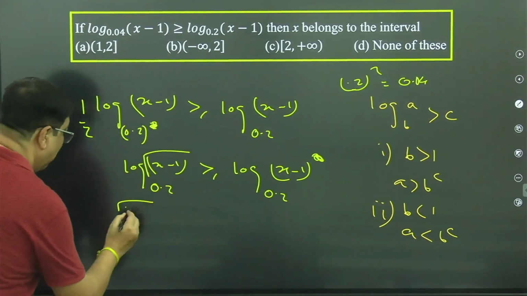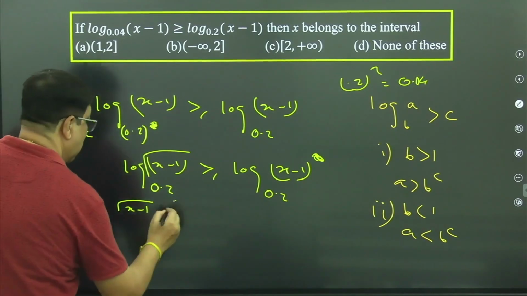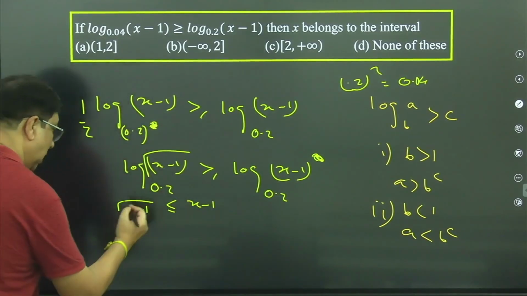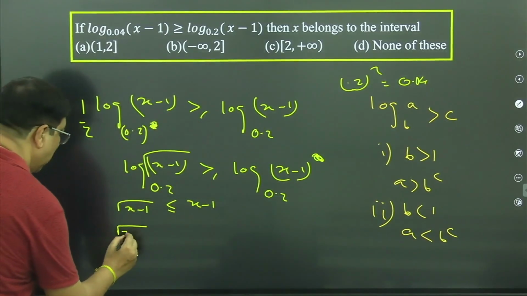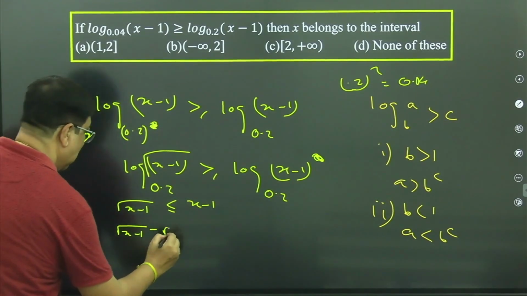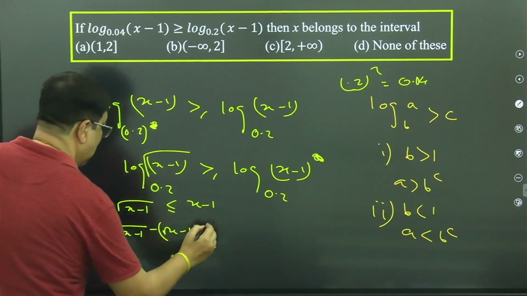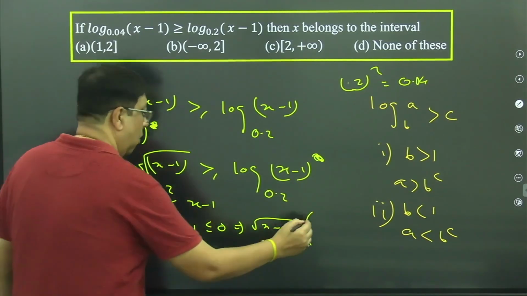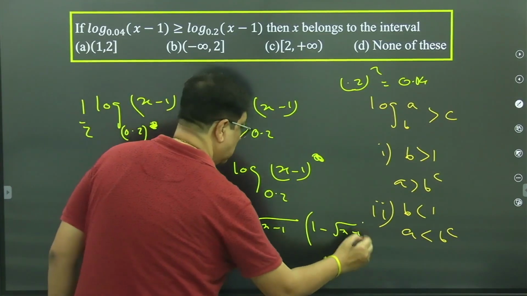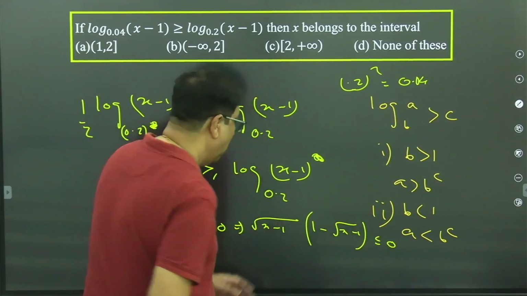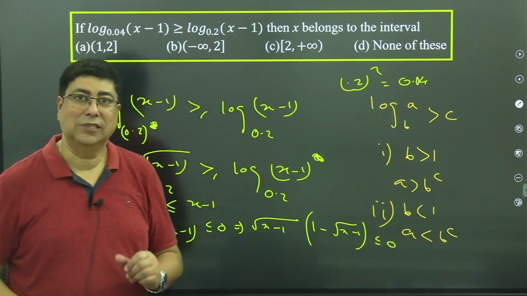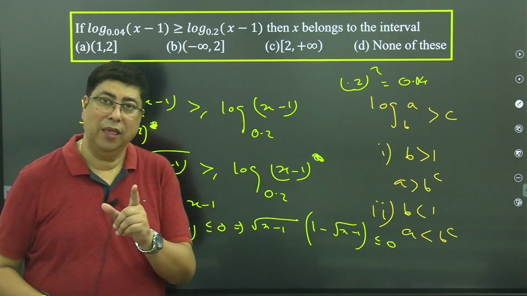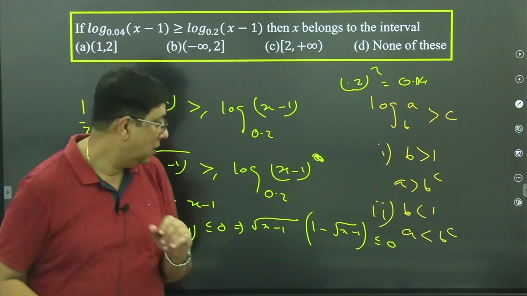So root over of x minus 1 less than or equal to x minus 1. I am taking it to the left hand side: root over of x minus 1 minus (x minus 1) less than or equal to 0. Why am I doing this? To show you one case. We can do whole square and calculate, that is one way. Another, I want to show you one case.